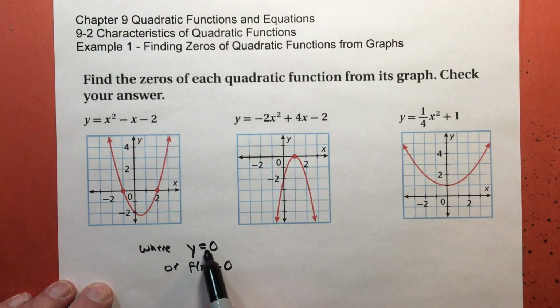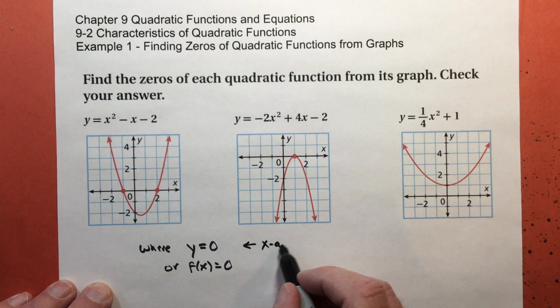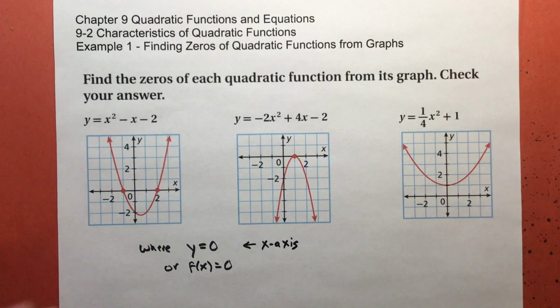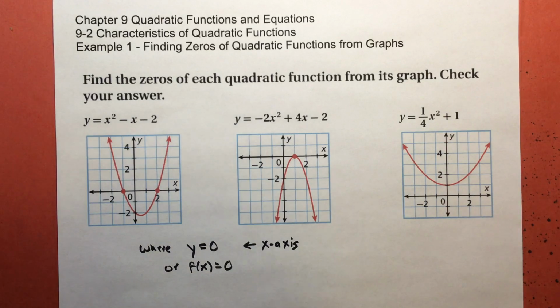This right here, y equals 0, this is what we call the x-axis. So on the x-axis, all of the y values are 0. So this is the equation of the x-axis. So when we find the zeros from the graph, all we're going to do is find out where the graph crosses the x-axis. That's it.